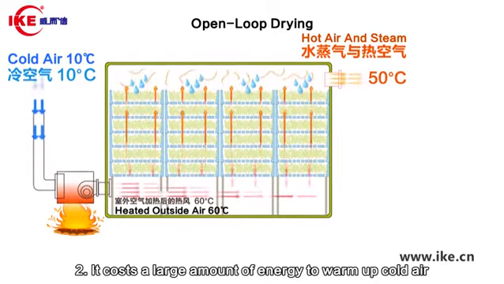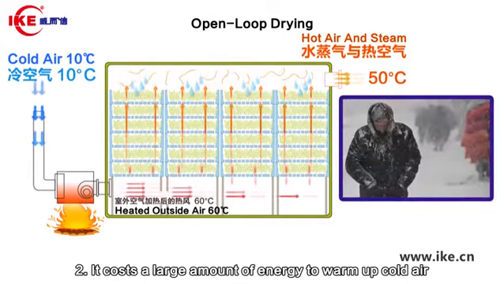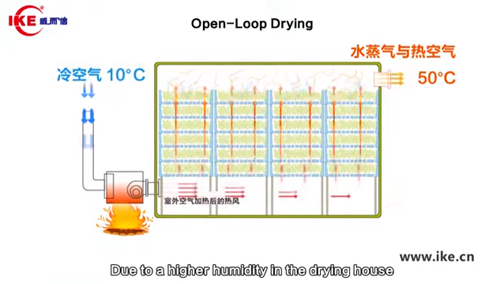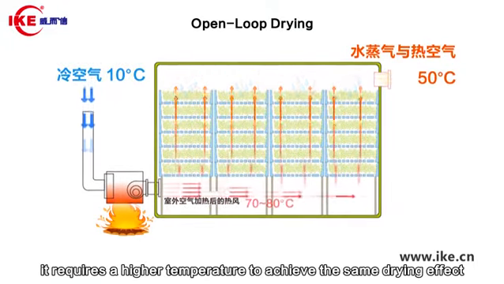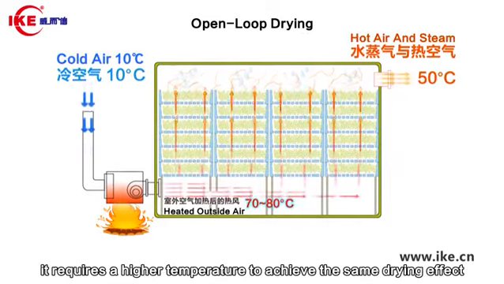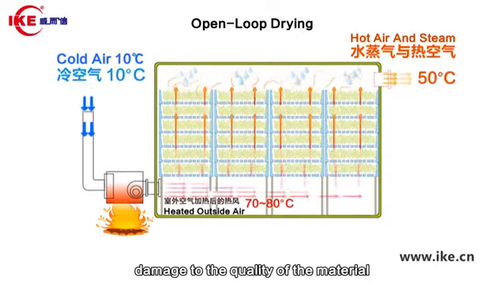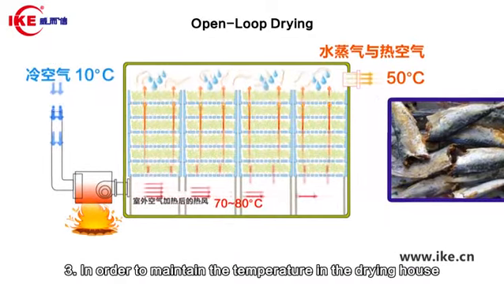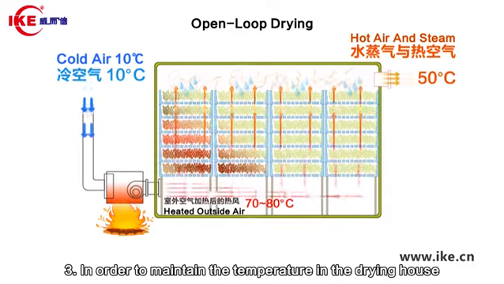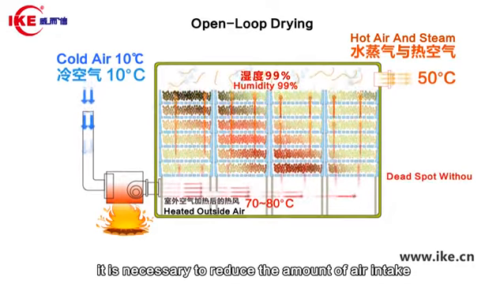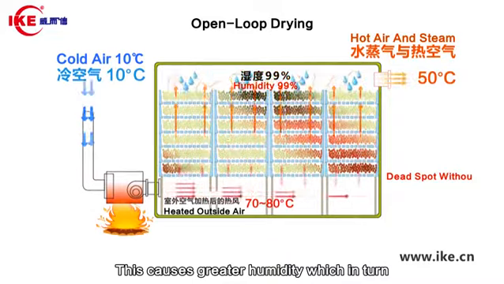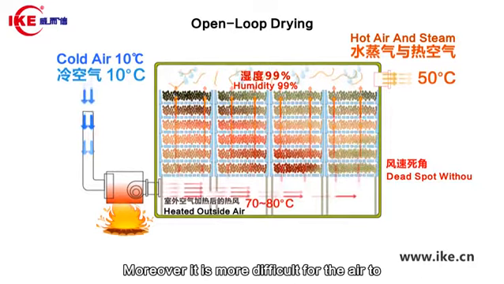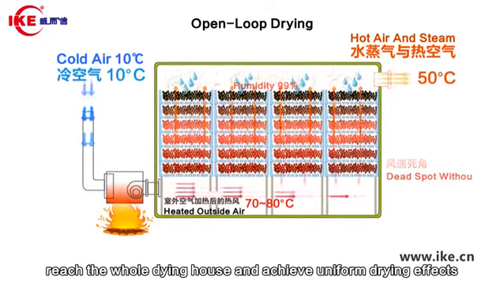Second, it costs a large amount of energy to warm up cold air. This energy usage is even greater at lower temperatures and higher humidities. Due to a higher humidity in the drying house, it requires a higher temperature to achieve the same drying effect. However, a high temperature may cause damage to the quality of the material, especially for agricultural produce and aquatic products. Third, in order to maintain the temperature in the drying house, it is necessary to reduce the amount of air intake. This causes greater humidity, which in turn will slow down the drying process. Moreover, it is more difficult for the air to reach the whole drying house and achieve uniform drying effects.